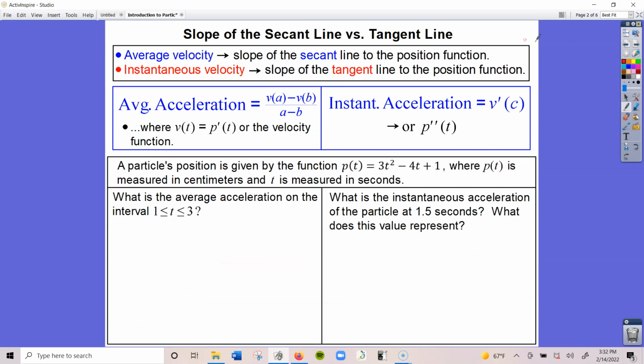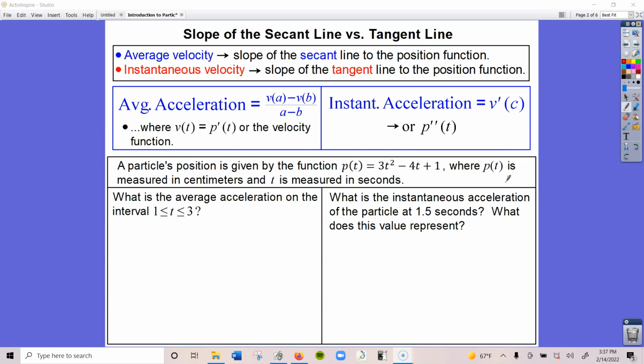Now let's have a look at acceleration. As you notice, average velocity is the slope of the secant line to the position function, and instantaneous velocity is the slope of the tangent line to the position function. And it goes to show that it's the same thing for acceleration. Average acceleration is where you find the slope of the secant line of the velocity function. And instantaneous acceleration is the derivative of velocity, or the second derivative of the position function.